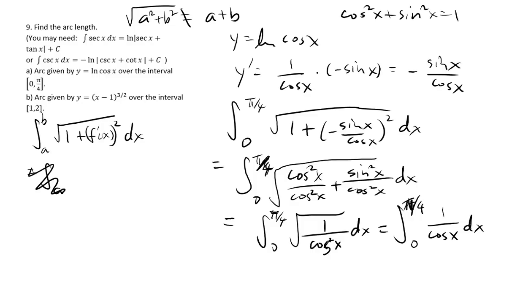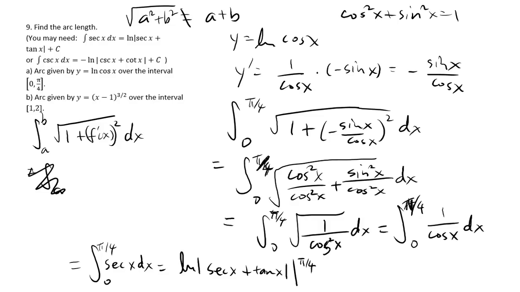Now, what is 1 over cosine of x called? It's called the secant of x. And when you have secant of x, the integral of secant of x is ln of secant of x plus tangent x. So we can use ln of secant of x plus tangent of x, and you plug in pi over 4 and 0. When you do that, it's going to give you ln of radical 2 plus tangent of pi over 4 is 1.